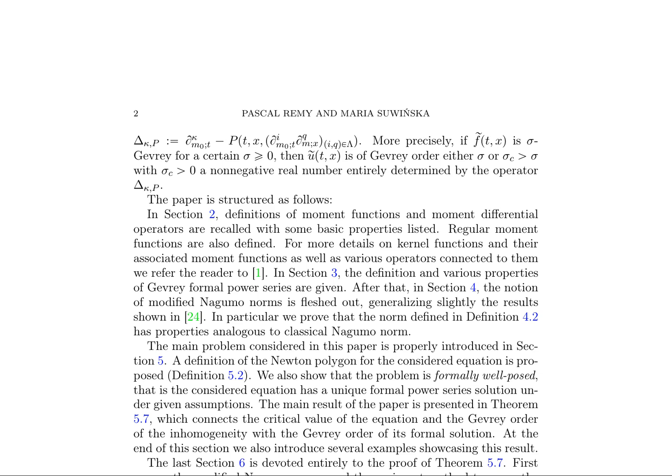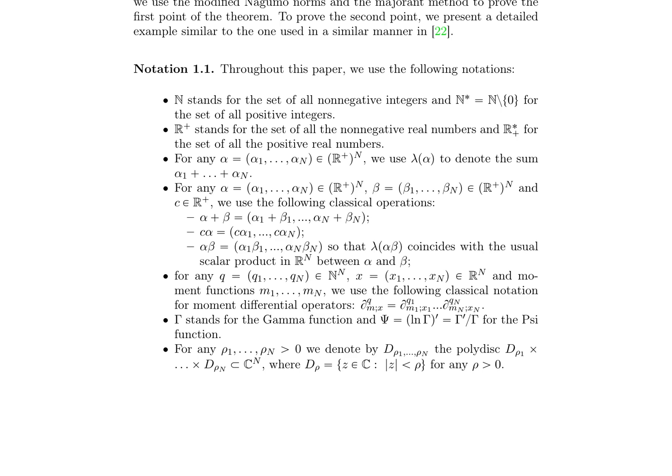Section 5 formally introduces the main problem, defining the Newton polygon for the considered equation and demonstrating that the problem is formally well posed. The main result, presented in Theorem 5.7, establishes a connection between the critical value of the equation, the Gevrey order of the inhomogeneity, and the Gevrey order of its formal solution. Several examples illustrate this result. The proof of Theorem 5.7 is presented in Section 6, employing modified Nagumo norms and the majorant method to prove the first point, and a detailed example to prove the second point.